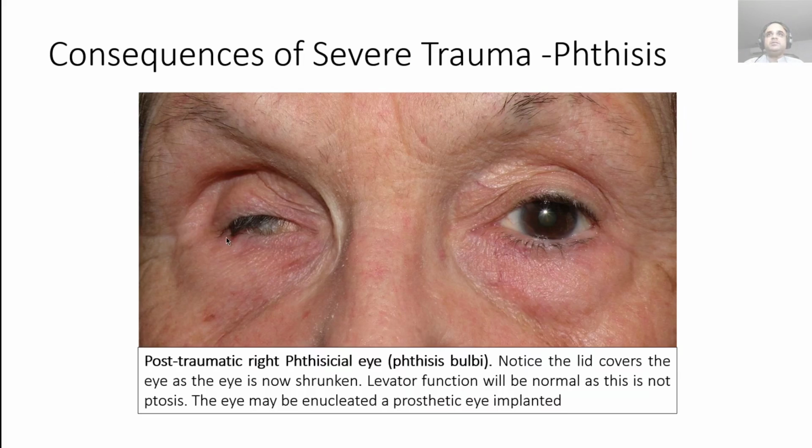This is a very extreme example in the right eye of phthisis bulbi. You can't see the eyeball at all, simply because it's shrunken and non-seeing. So what's obviously done is enucleation together with prosthetic eye implantation.